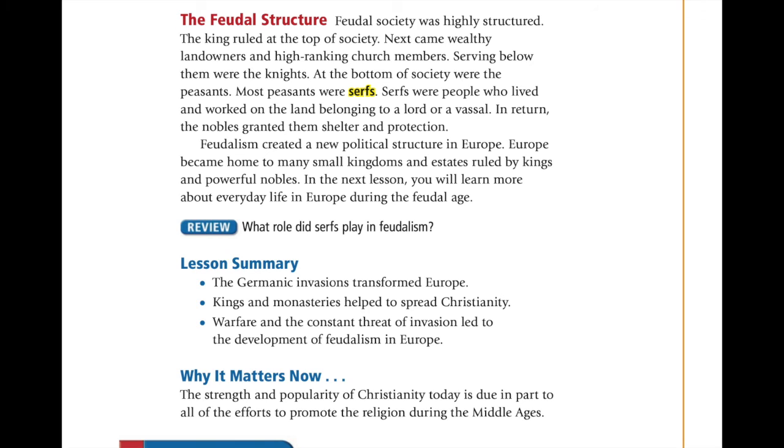Feudalism created a new political structure in Europe. Europe became home to many small kingdoms and estates ruled by kings and powerful nobles. In the next section, you will learn more about everyday life in Europe during the feudal age.